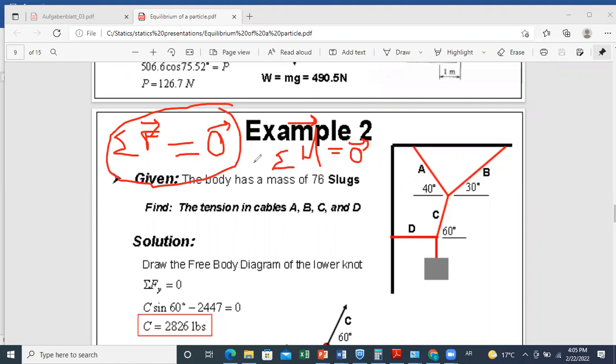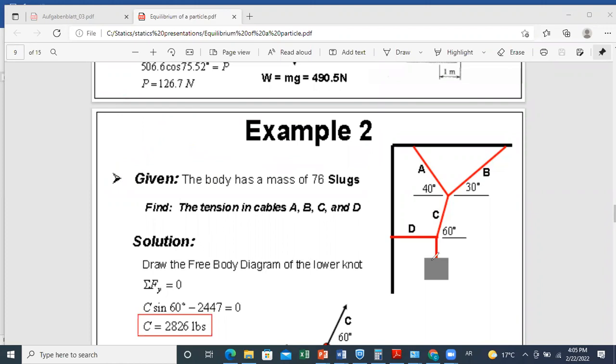Okay. So let us see here how we can solve this problem using just the concept of equilibrium of a particle. By just applying this relation, we can solve for all tensions in this problem. So in this example, we have a body. We give the mass of the body. The mass of the body is given.